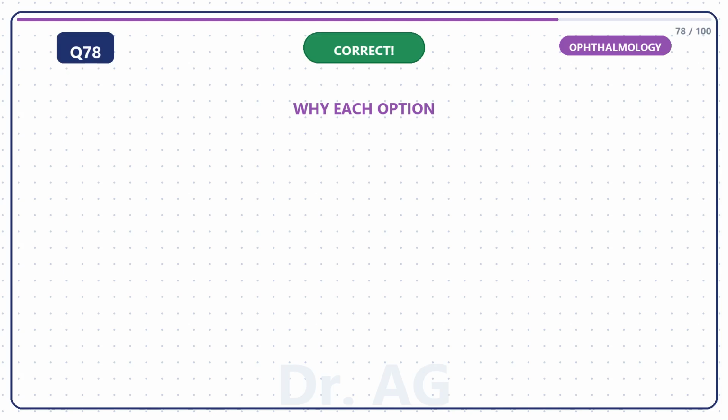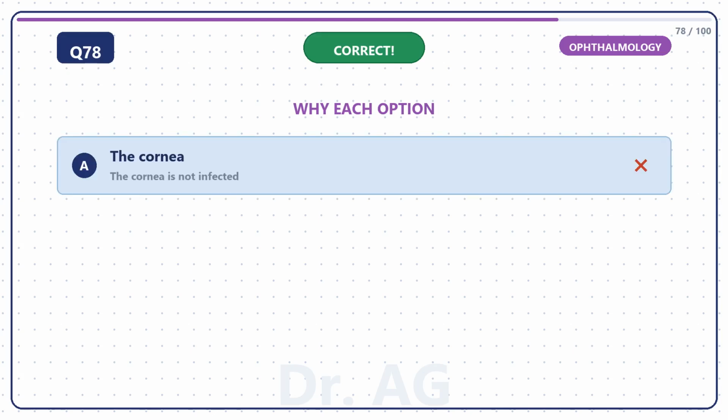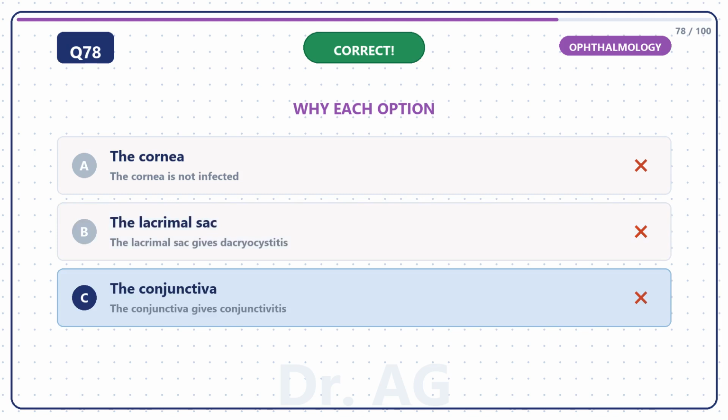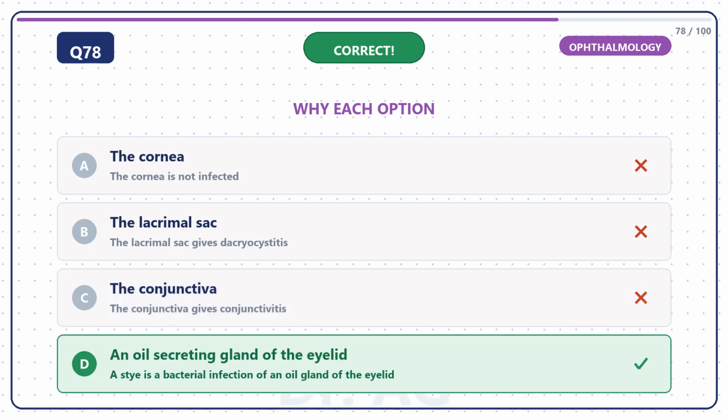The correct answer is option D, an oil-secreting gland of the eyelid. Let's go through the options. The cornea. The cornea is not infected. The lacrimal sac. The lacrimal sac gives dacryocystitis. The conjunctiva. The conjunctiva gives conjunctivitis. And the correct answer is an oil-secreting gland of the eyelid. A stye is a bacterial infection of an oil gland of the eyelid. So, the right answer is option D.